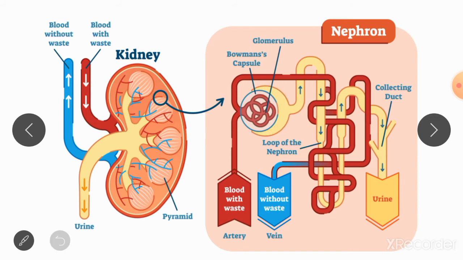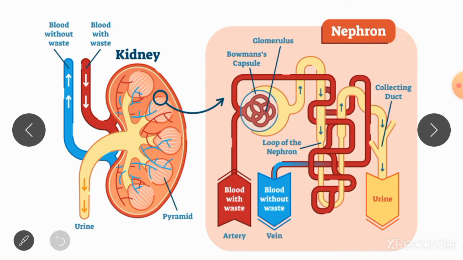This filtrate travels along the parts of the nephron, from the Bowman's capsule to the proximal convoluted tubule, to the loop of Henle, to the distal convoluted tubule. And coming back to the capillaries, the glomerular capillaries then join to form another arteriole, known as the efferent arteriole. This efferent arteriole again breaks up into a capillary bed known as the peritubular capillaries.